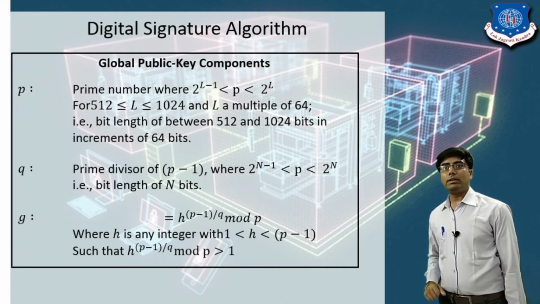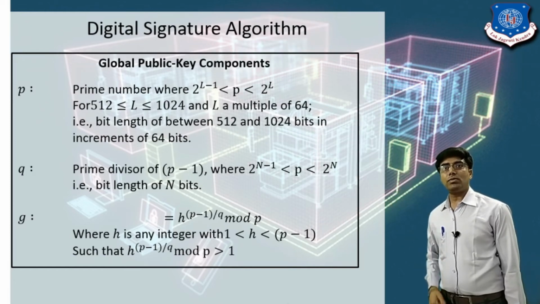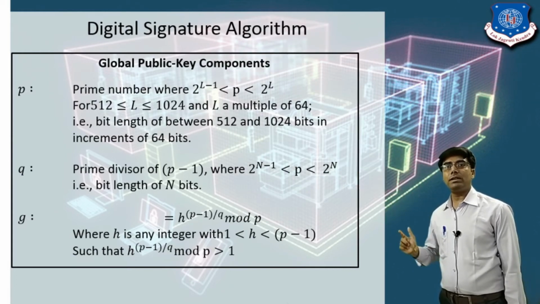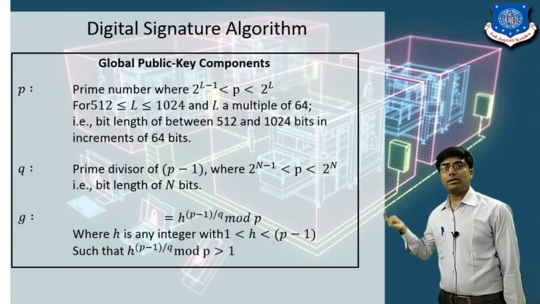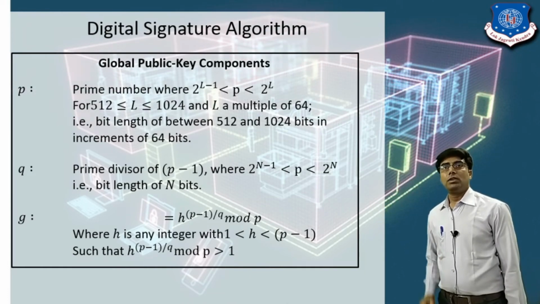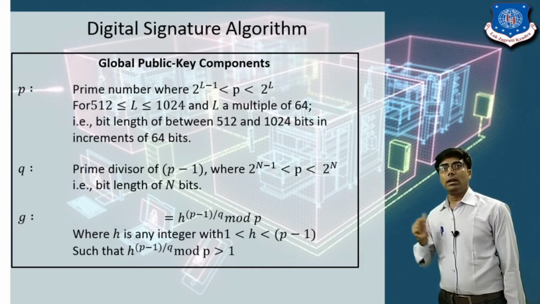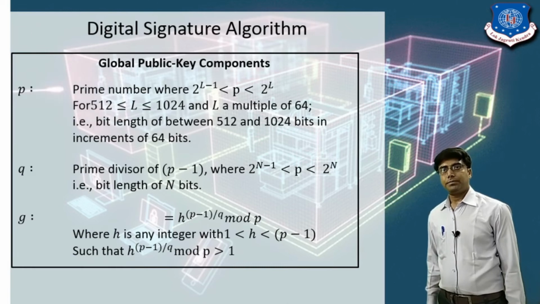Now we will calculate G. G is equal to h raised to (P minus 1) divided by Q, mod P, and h is an integer. Here h is not a hash function, h is an integer, and the value of h is between 1 and P minus 1, with the one restriction that it should be greater than 1. So these are the global public key components, and all of them are available for all users on the same network.